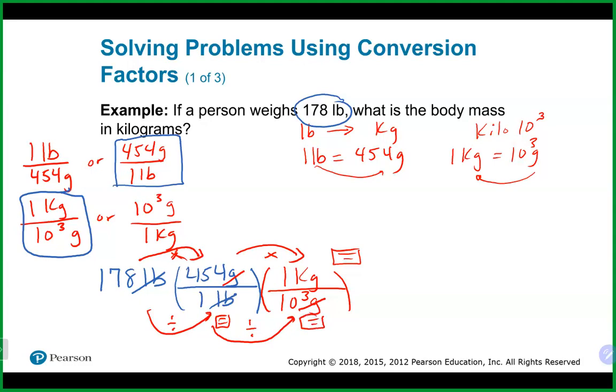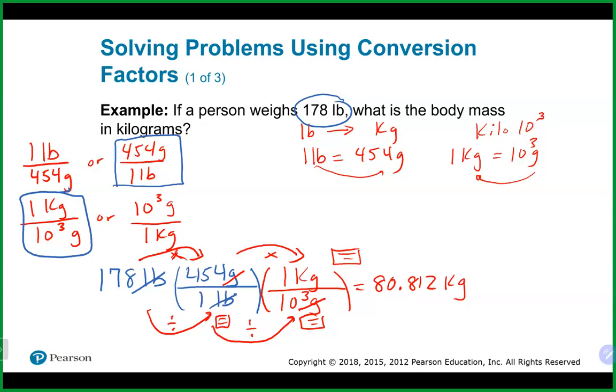And if we do that, we get 178 times 454, hit equals, divided by basically 1 times 10 to the 3, or that's 1,000, which will give us something like 80.812, and the units here are kilograms in this case. Any questions on that there?